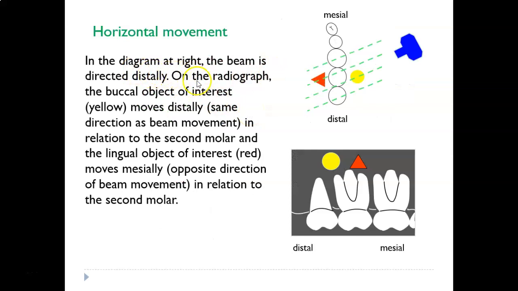Okay, and then this would be just the rule in reverse. Here we've moved our BID more distal. So we can see that our buccal object, since we moved our BID, the central ray is pointing more distally, so our object is now also going more distal, and our lingual object is going more mesial, in the opposite direction of where we put our BID.